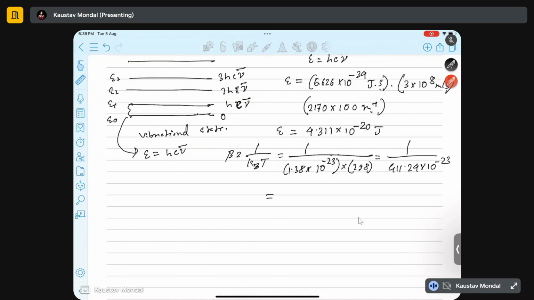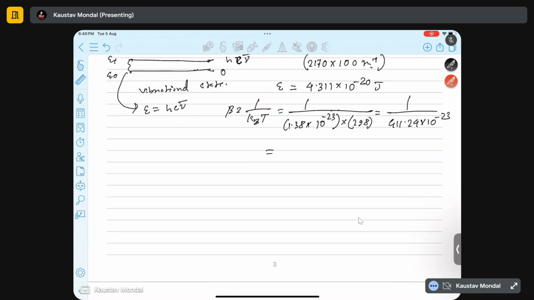Okay, so this gives us 2.43 into 10 to the power 20 joule inverse. Beta's unit is also joule inverse. So it's the inverse of the energy. Okay, so this is also consistent.